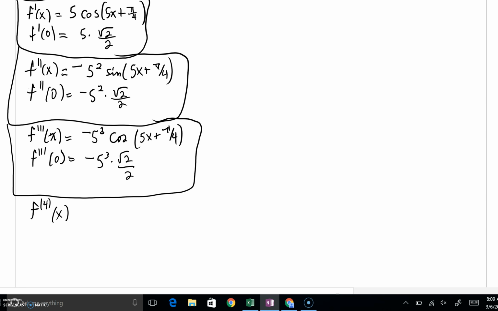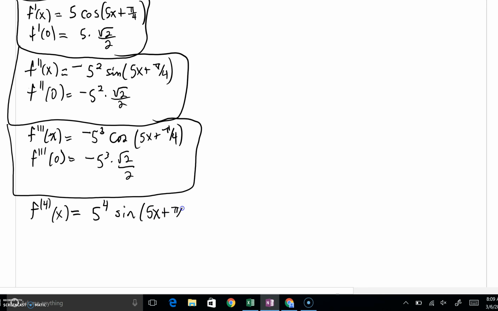And to be able to do that, we're going to have to go one further derivative. Derivative of cosine is the opposite of sine, so a negative comes out. We're going to have a 5. We have one more factor of 5 coming from the chain rule.